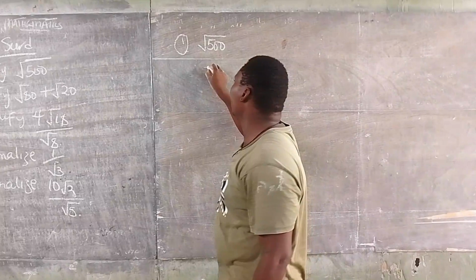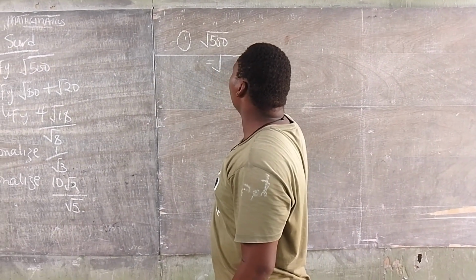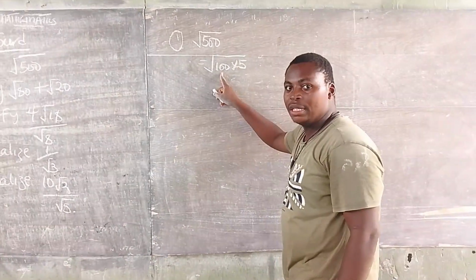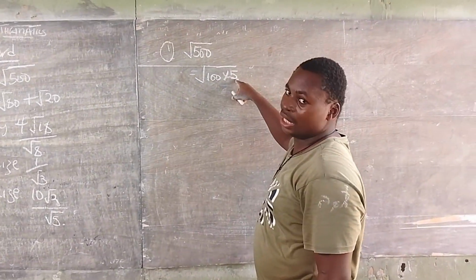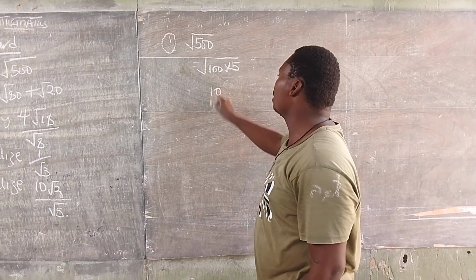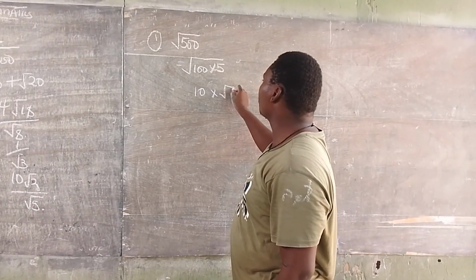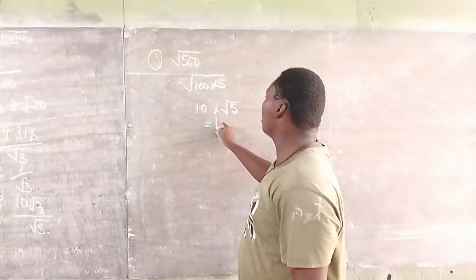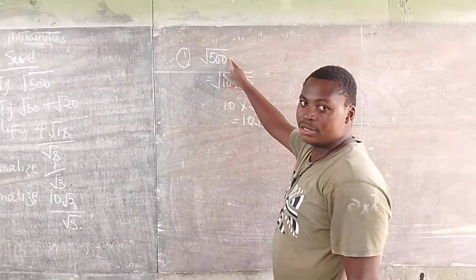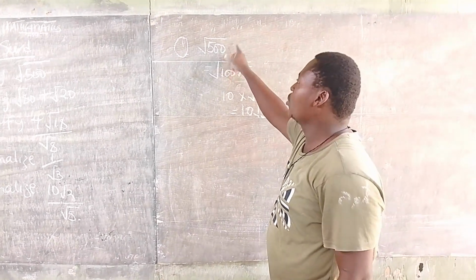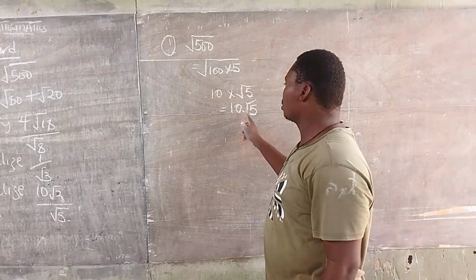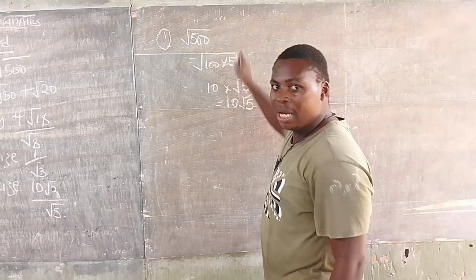Now, if you want to break it down, you have square root of 100 times 5. You see that 100 is a rational number, 5 is an irrational number. So we say that root 100 is equal to 10, times root 5. So this one gives us 10 root 5. This is the answer. Now, if you punch your calculator, square root of 500 will give you an answer, and 10 root 5 will give you the same answer.